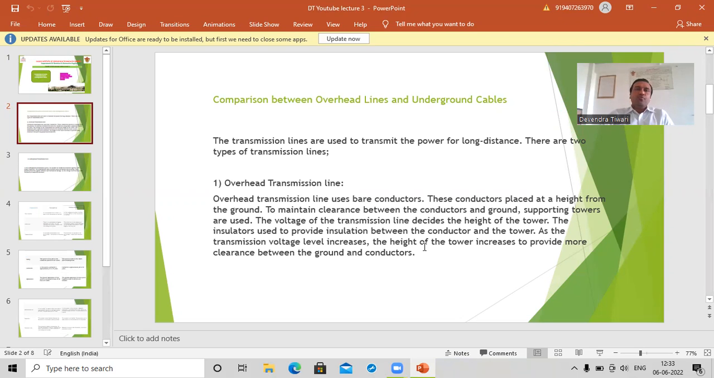The first one is the overhead transmission line. Overhead transmission lines use bare conductors. These conductors are placed at a height from the ground. To maintain clearance between the conductors and the ground, supporting towers are used. The voltage of the transmission line decides the height of the tower. Insulators are used to provide insulation between the conductor and the tower. As the transmission voltage level increases, the height of the tower increases to provide more clearance between the ground and conductors.